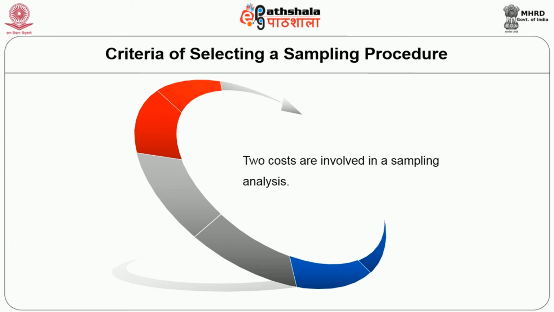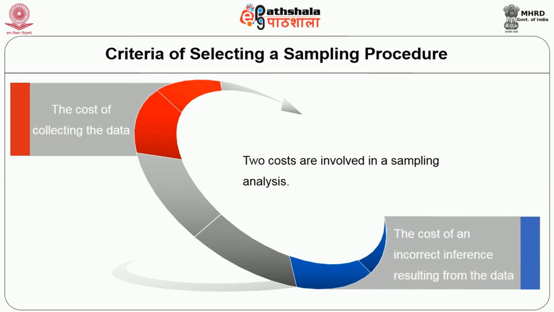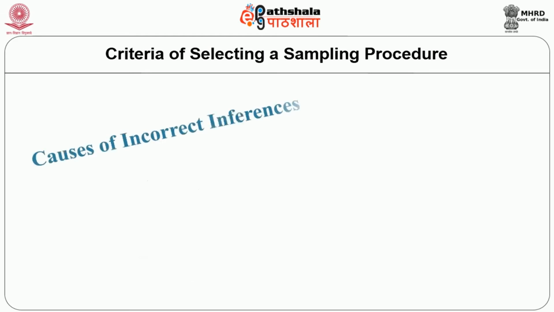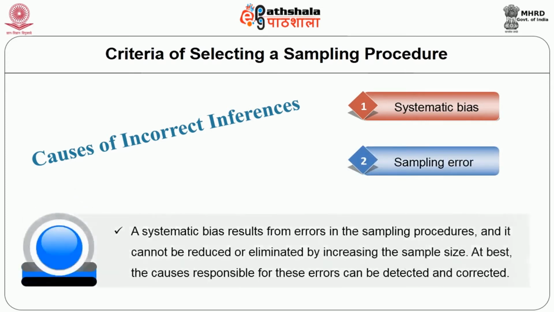Criteria for selecting a sampling procedure. In this context, one must remember that two costs are involved in a sampling analysis. One, the cost of collecting the data, and two, the cost of an incorrect inference resulting from the data. Researchers may keep in view the two causes of incorrect inferences, that is, systematic bias and sampling error.